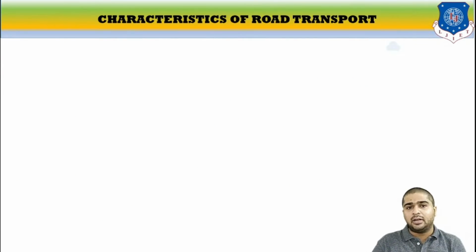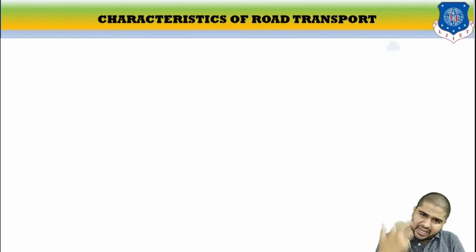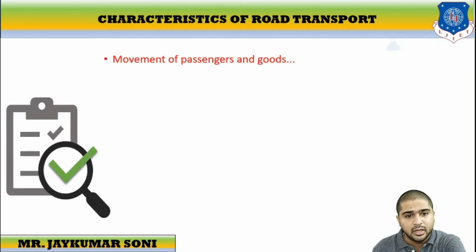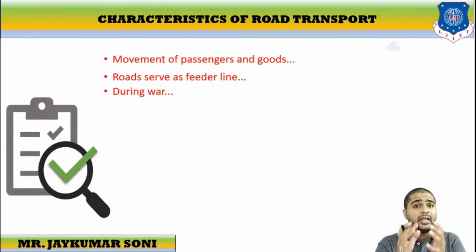Now let us discuss the characteristics of road transport. Each thing in this world, each parameter, has certain characteristics. Now what are the characteristics of road transport? First, they are used for the movement of people and goods from one place to another. Second, they serve as the feeder line, as we have already discussed. During war times, when troops or teams of various segments want to go from one place to another, the easiest mode of transport is road transport.